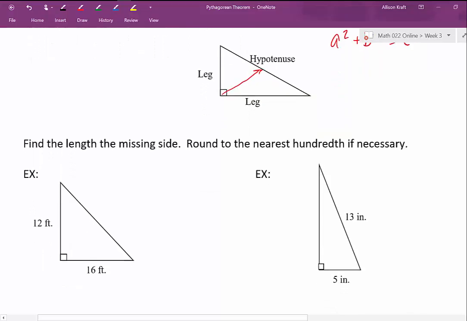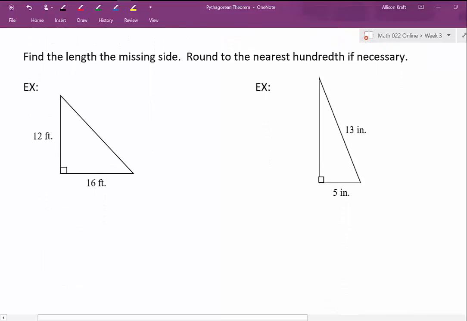Let's find the length of the missing side of the following triangles. We'll round to the nearest hundredth if necessary. I recommend you start by identifying which side of your triangle is the hypotenuse. The hypotenuse is always directly across from the right angle. So in this first example, the missing side is our hypotenuse. I'm going to label it the variable h.